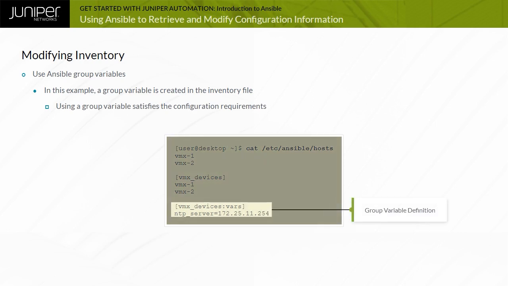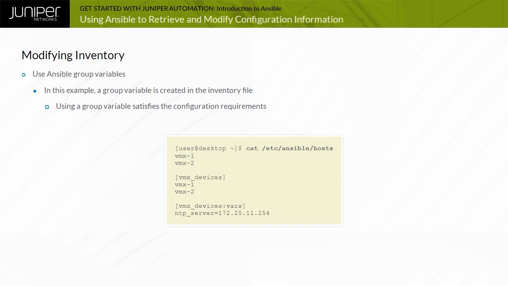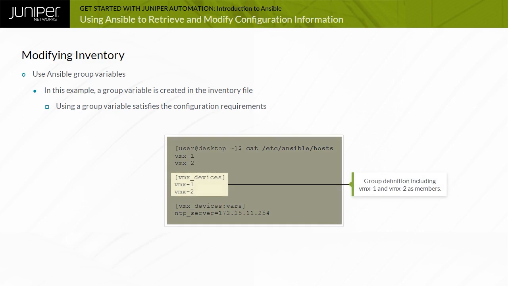The group_name:vars syntax is used to define the NTP server variable and the NTP server IP address value. The NTP server variable is referenced in the Ansible playbook. This enables the NTP server IP address to change without needing to modify the playbook. Devices that are members of the VMX devices inventory group can use this group-level variable.